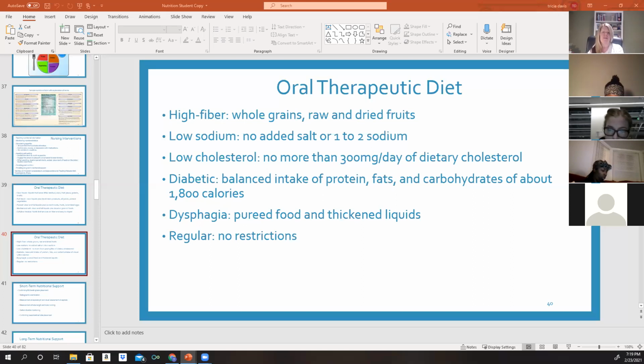Then you have your patients who have dysphagia. So they have issues swallowing. They're going to be on pureed foods and thickened liquids, because if they're not on pureed foods, they can pocket it, they can choke on it. Thin liquids, they can aspirate on. And then you have your regular diet, which is no restrictions.